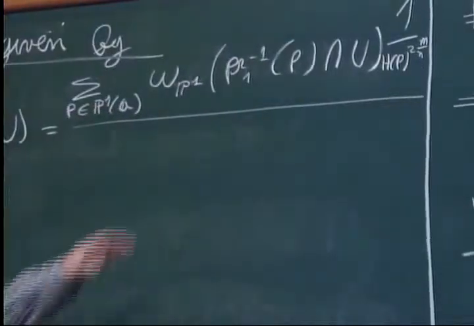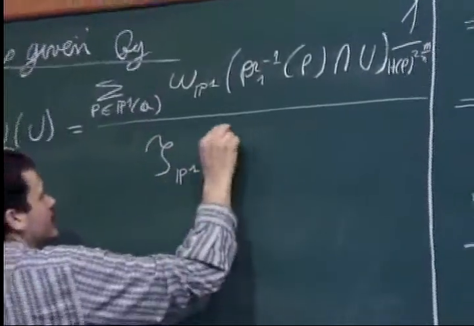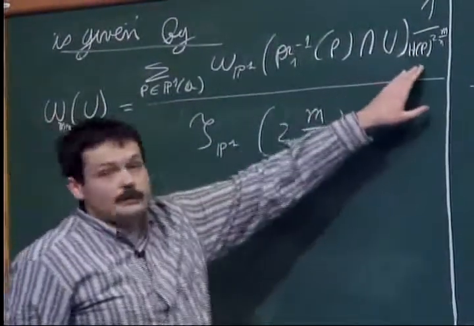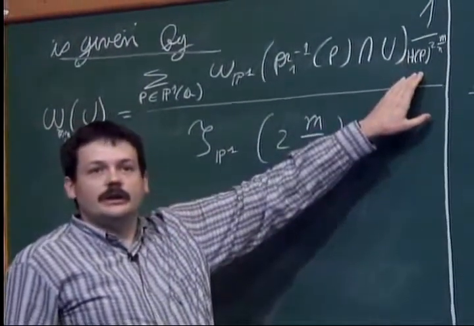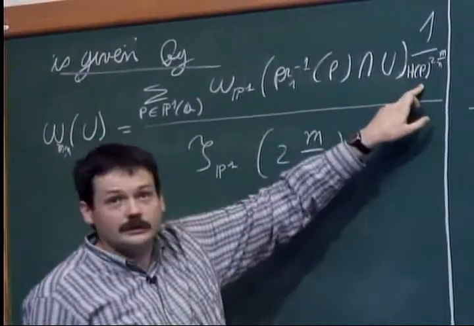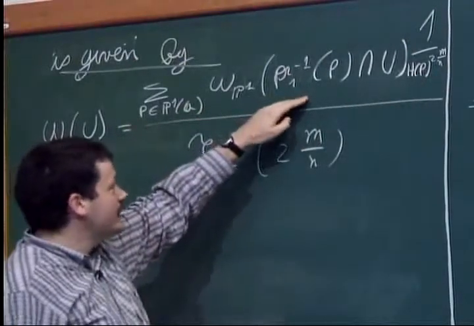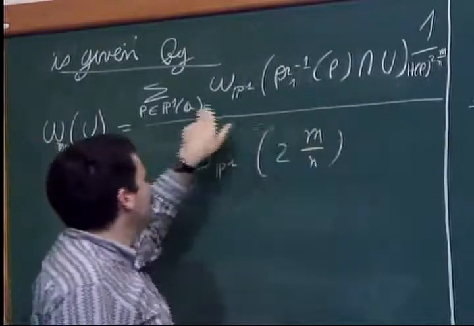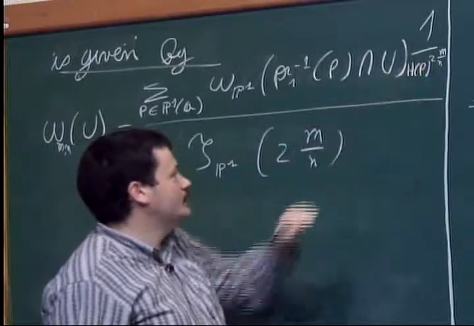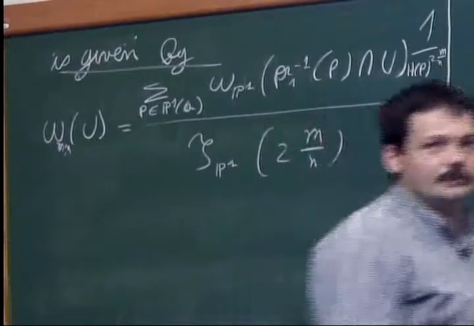So I have to make a probability measure out of that. So I divide it by zeta P1 of 2 M over N, which corresponds to the sum of these coefficients. So, okay, I multiply each probability measure by this coefficient. So if I take U to be the whole adelic space, here I get 1, here I get the sum over 1, the sum of the 1 over H of P at the power 2 M over N, and I divide by exactly this, so I get a probability measure.